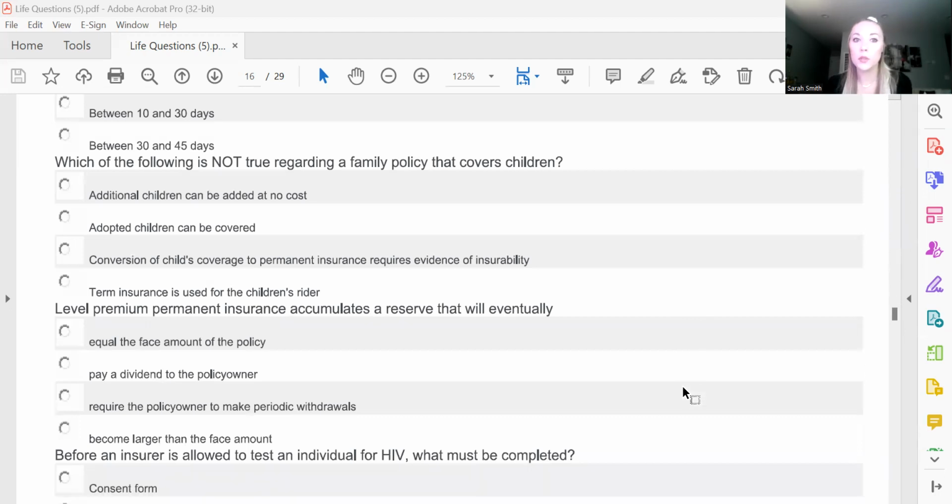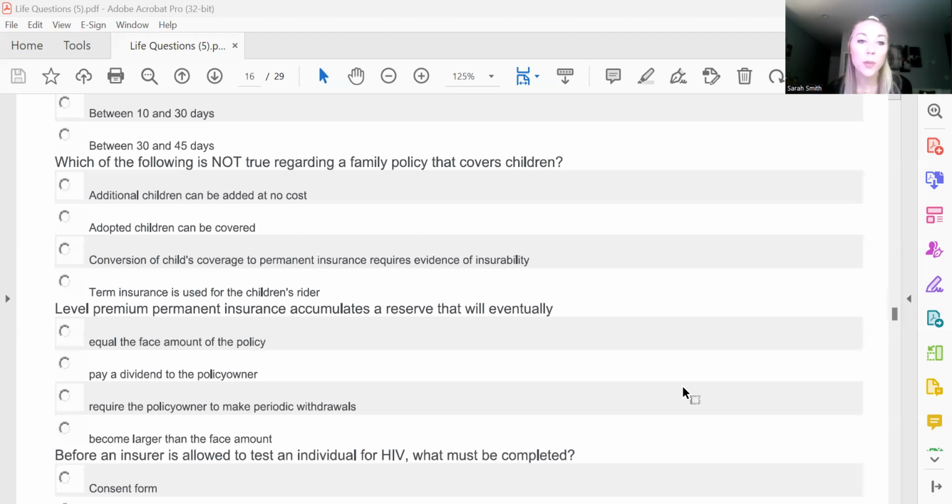Which of the following is not true regarding a family policy that covers children? This is going to be conversion of child's coverage to permanent insurance requires evidence of insurability. Okay, so conversion of child's coverage, anytime you're converting, you shouldn't need to prove insurability. So that's how I would explain that.